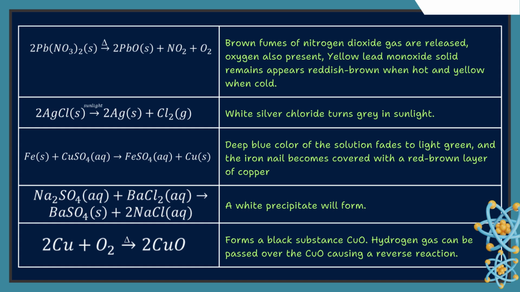Also, sodium sulfate and barium chloride when mixed together make a solid white stuff, which we call a precipitate, barium sulfate, and sodium chloride. Lastly, copper and oxygen combine when heated to form a black substance called copper oxide. If we pass hydrogen gas over this copper oxide, it will make copper again. It's like undoing the reaction.